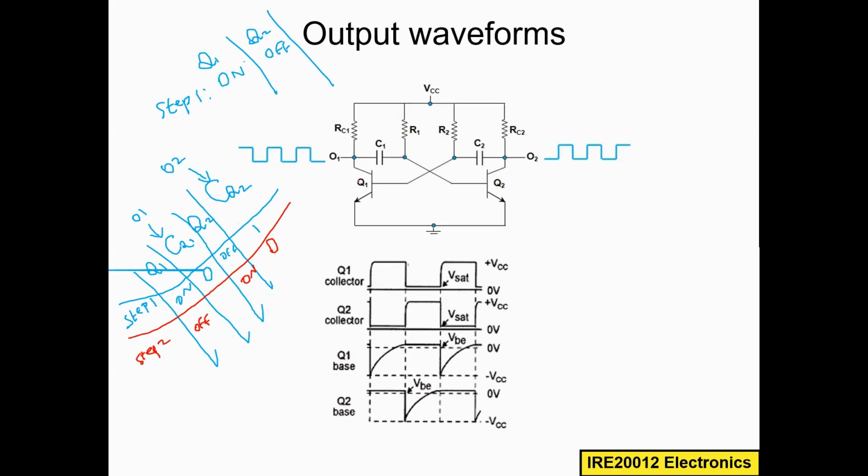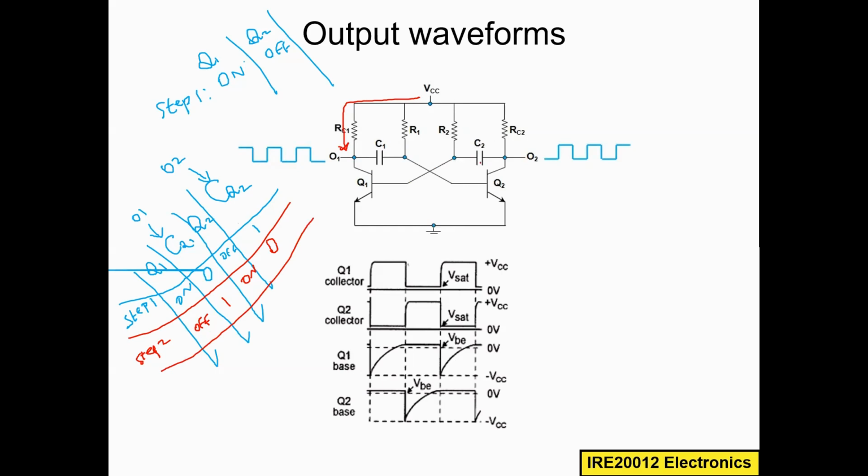Since Q1 is off, here it's open circuited. So the voltage will accumulate from this terminal to here, and then it will get higher and higher. So it will be logic 1. So here it's logic 1. This is step 2. And the step 3, what's happening?